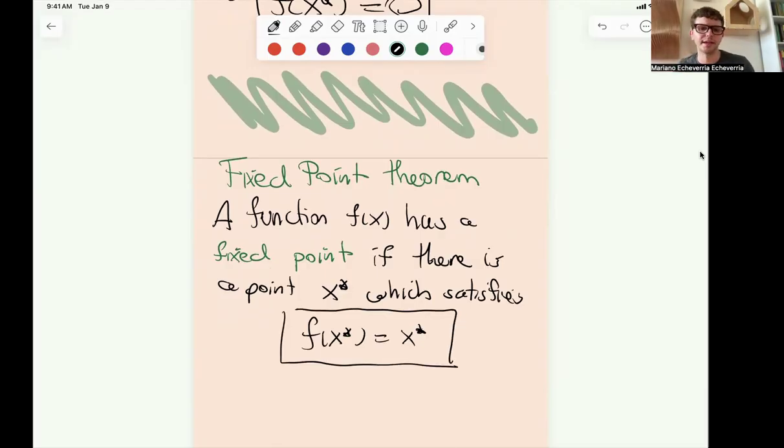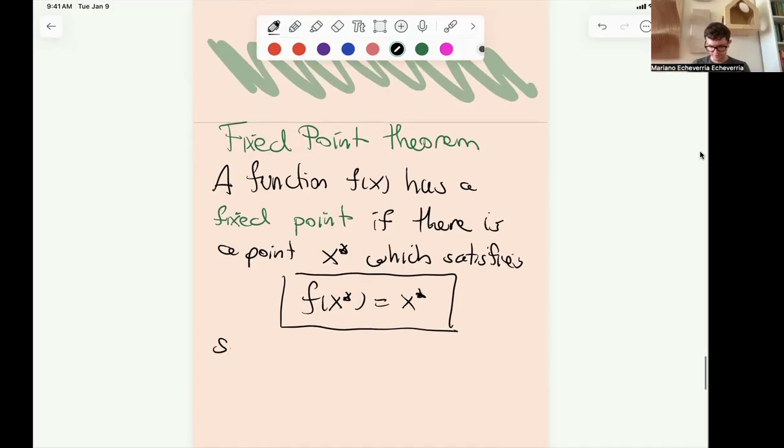Okay, so a fixed point, basically what it means is that when I give you a value for x, and you apply the function to that particular value, it returns the same number. So the function does nothing to that particular number.